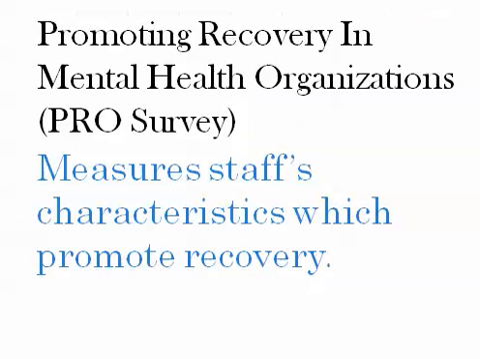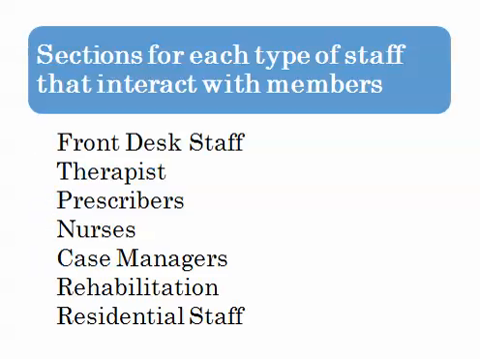The last instrument is called the PRO survey, or Promoting Recovery in Mental Health Organizations. This survey is given to consumers for them to assess how well staff does at promoting their recovery. We know that different staff promote recovery differently based on their different roles. Therefore, this survey is broken down by the types of staff that interact with consumers. For each type of staff, there are between 10 to 15 questions. We administer this by hiring and training consumers to survey other consumers.